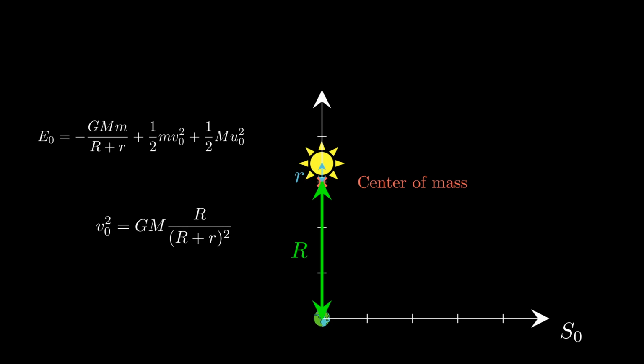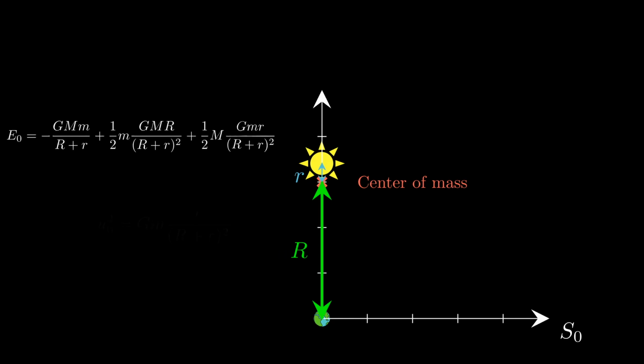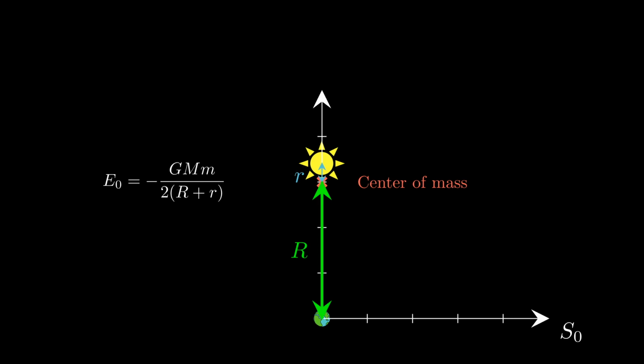We substitute the result for v sub 0 into the energy expression. Similarly, we obtain the orbital speed of the Sun, which vanishes in the limit small r equals 0. Finally, we obtain an expression for E sub 0 which is also constant, as it must be.